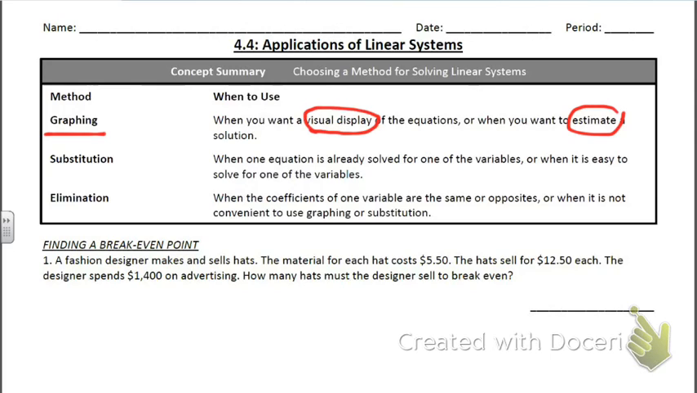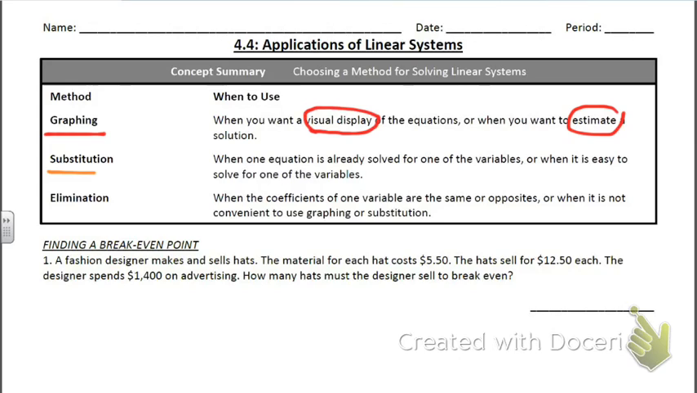Remember, we talked about how graphing is not always the best method, right? Because it's not always 100% accurate, which is why we use it really only when we want to estimate. Another time that graphing is a good method is if we are talking about maybe a word problem only in the first quadrant and we want to see what's actually going on.